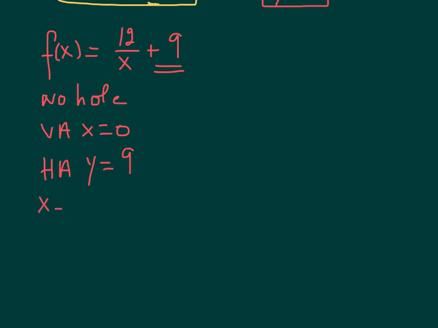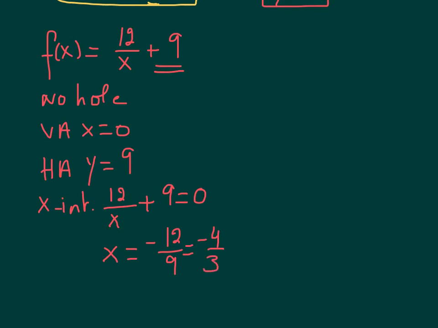The x-intercept, you're going to make y equal to 0, which is 12 over x plus 9 equal to 0. And if you solve for x, x is going to equal negative 12 divided by 9, reduced by 3 will be negative 4/3. Next is the y-intercept. The y-intercept, x is 0. And if x is 0, it's going to be impossible because you will be dividing by 0. So go ahead and try to graph this function.